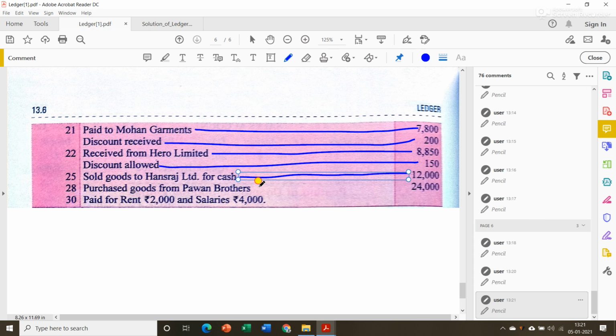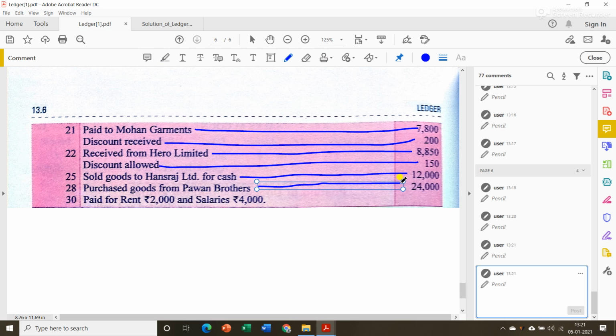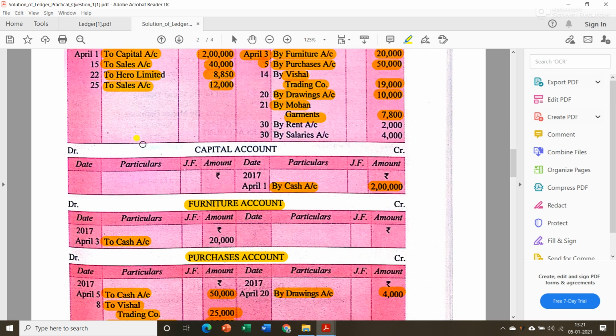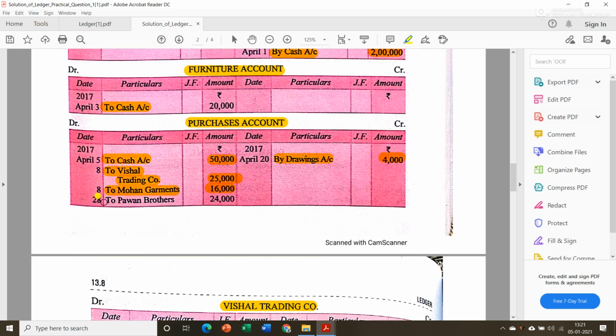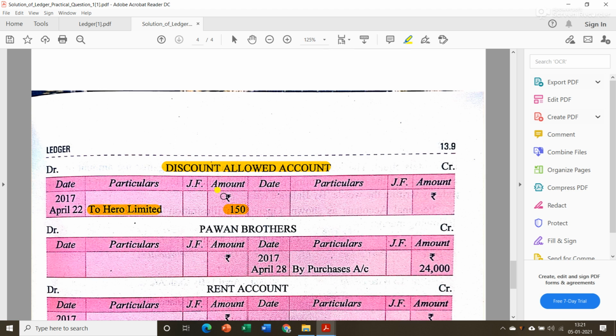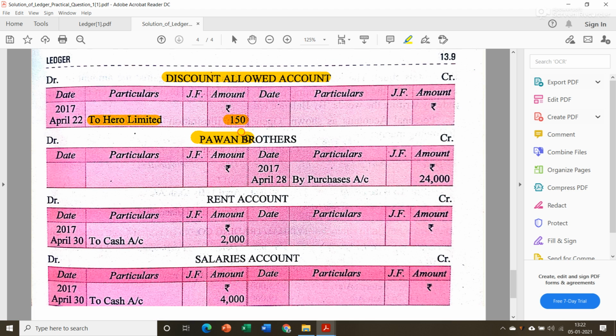Purchase goods from Pawan Brothers rupees 24,000. That means we purchased goods on credit from Pawan Brothers for 24,000. So the journal entry will be purchases account debit to Pawan Brothers. Since we already have purchases account, in purchases account we will write to Pawan Brothers rupees 24,000, and we don't have Pawan Brothers, so we will prepare a new ledger account of Pawan Brothers, and in here on the credit side we will write by purchases account 24,000.